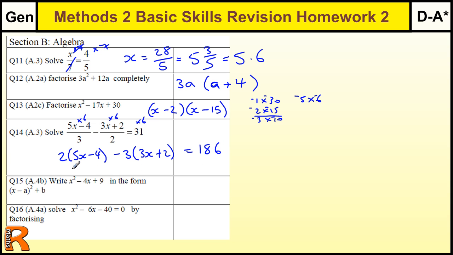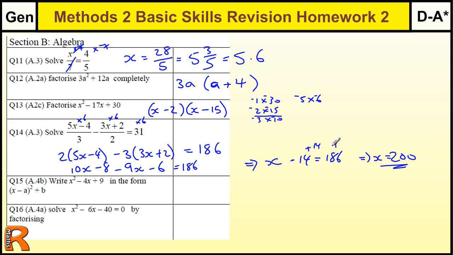Multiplying out these brackets we get 10x minus 8, and then we'll be careful with these subtractions here. So minus 3 times 3x is minus 9x, and minus 3 times 2 is minus 6. Normally I'd work down the paper and run out of space here, so 10x take away 9x is just x. Minus 6 is minus 14. So that tells us that x equals 200, because we add the 14 to both sides.